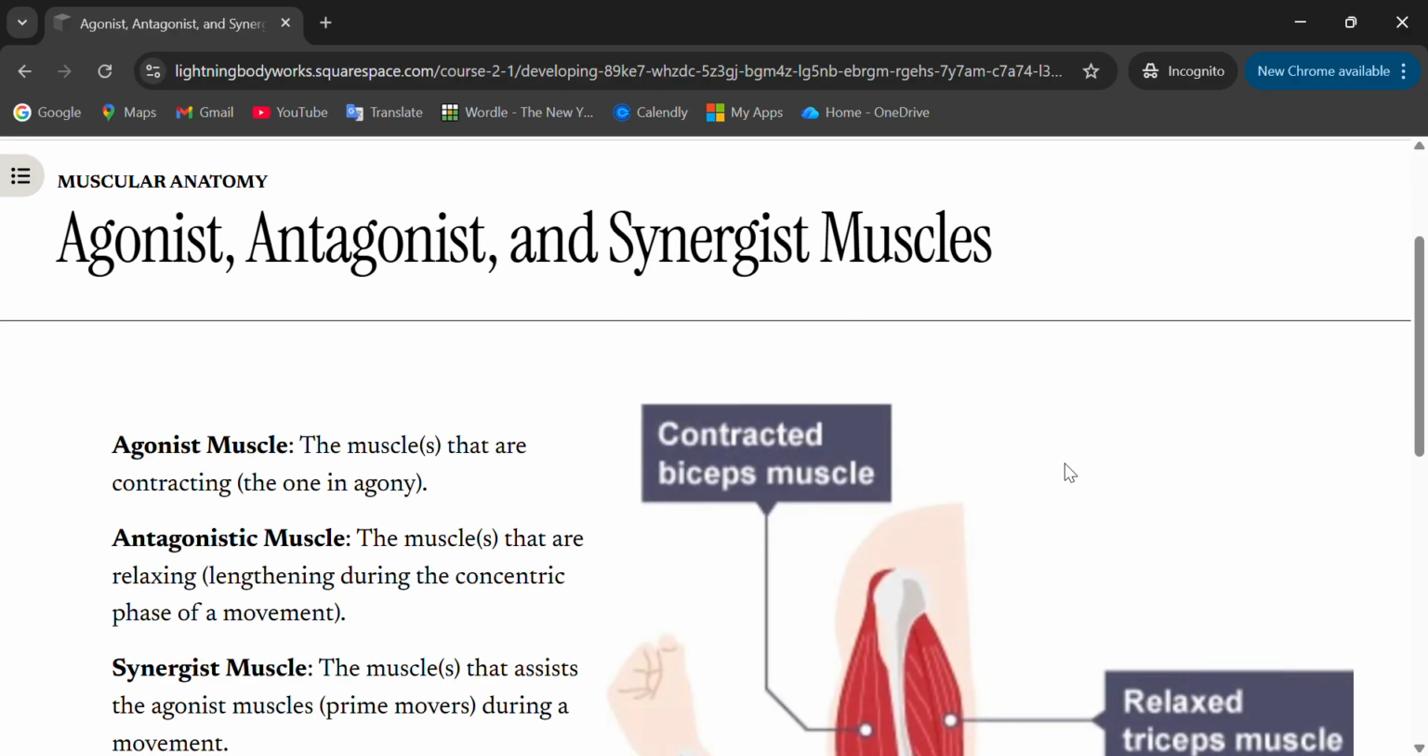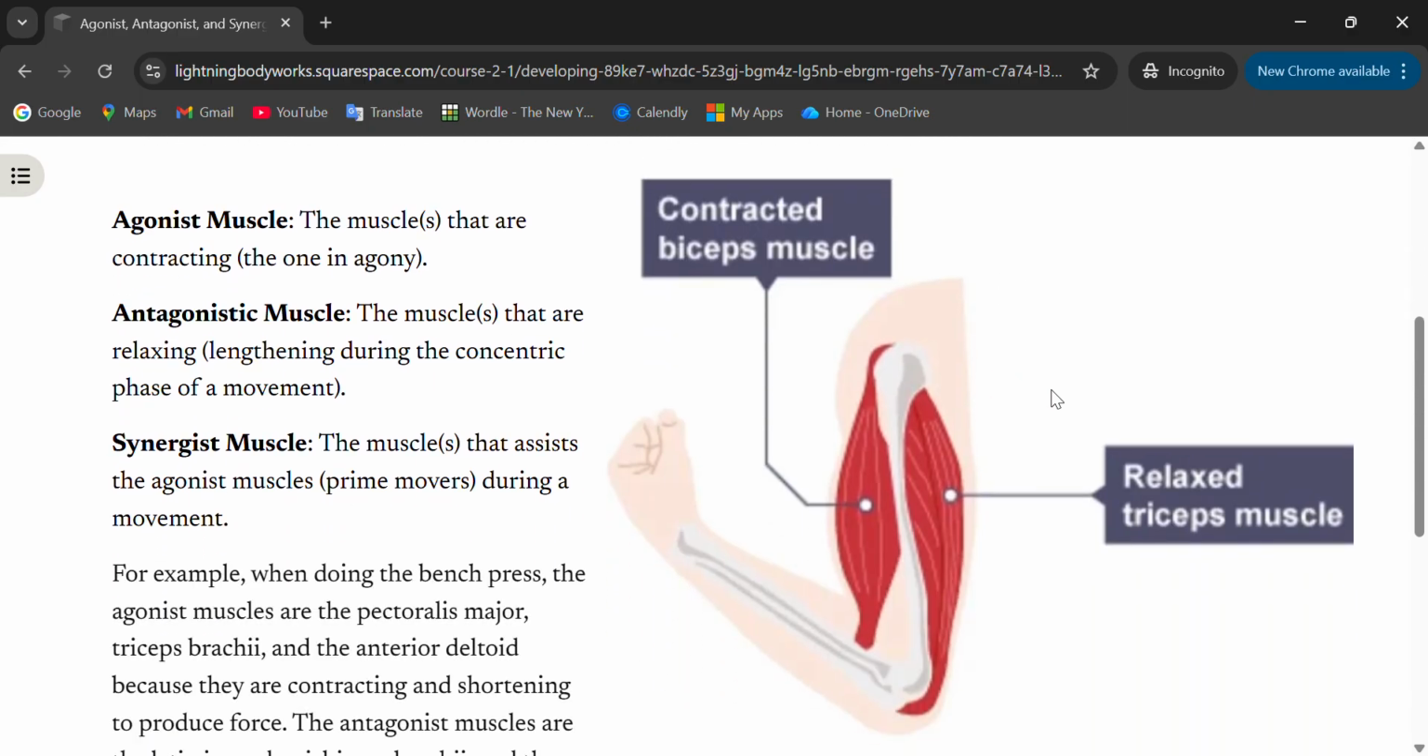Antagonist, agonist, and synergist muscles. So whenever you do a movement, there's going to be muscles that are helping by contracting and other ones on the opposite side of the body that have to relax and lengthen, and then some synergists. If we're looking at the bicep curl, our biceps are the agonist muscles. On the posterior side of your arm, you have the triceps, which have to lengthen and relax in order for you to complete the bicep curl. Synergists are ones that help.